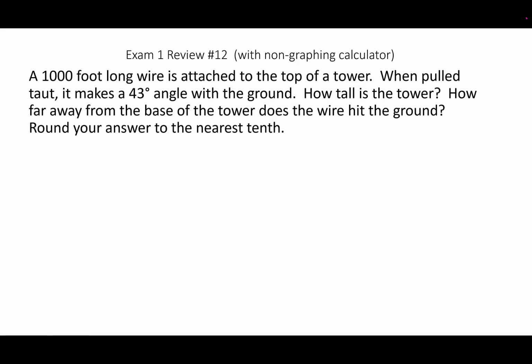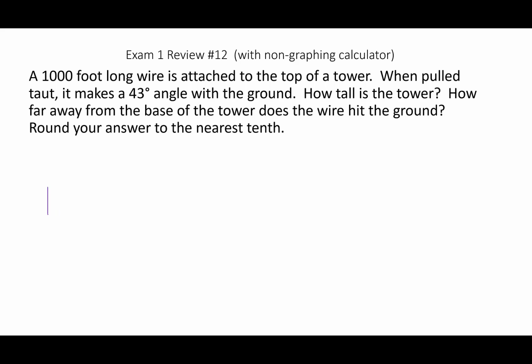A 1,000-foot long wire is attached to the top of a tower. When pulled taut, it makes a 43-degree angle with the ground. How tall is the tower? How far away from the base of the tower does the wire hit the ground? Round your answer to the nearest tenth.